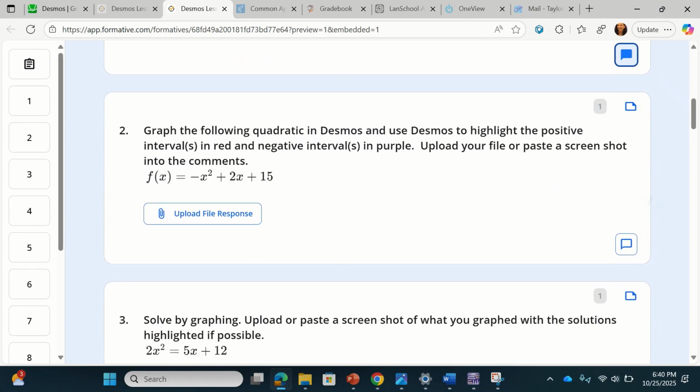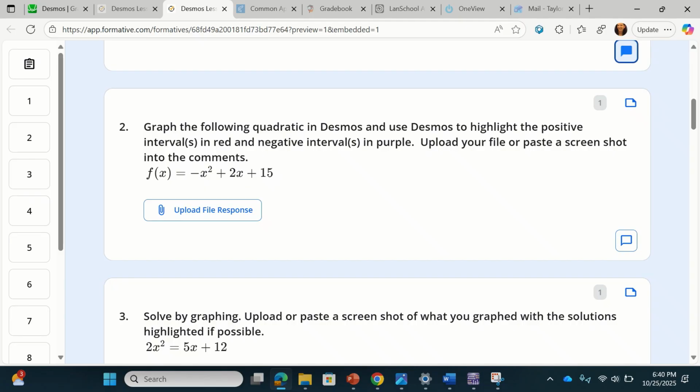Now I wanted to make sure that I covered different scenarios for this. So we have graph the following quadratic. This is exactly the same question. So what I'll probably do in class is after walking everybody through that first one in detail, explaining everything, this one I will give students an opportunity to do on their own. So go ahead, pause the video and do this one on your own, and then unpause the video to check what you did before you go ahead and submit it.